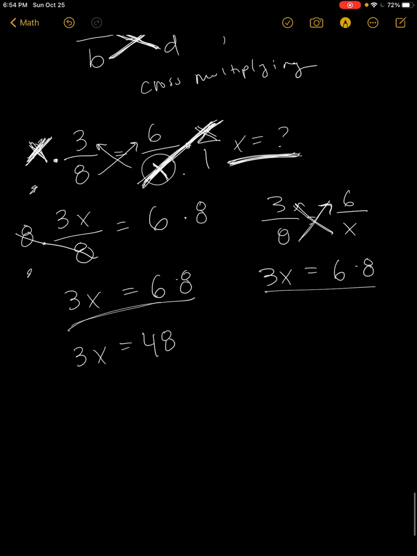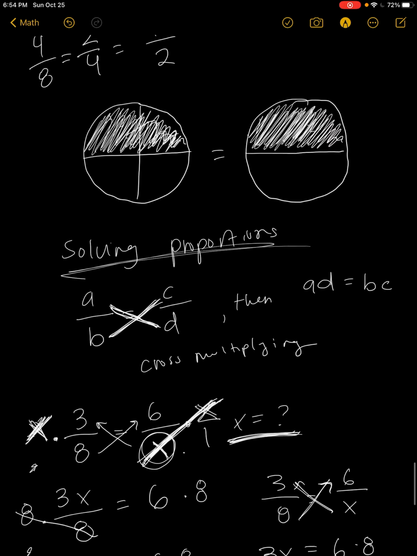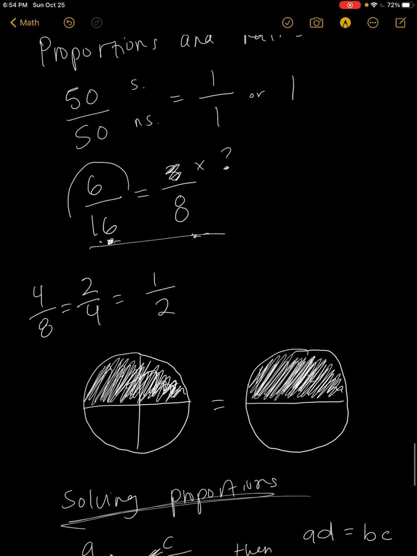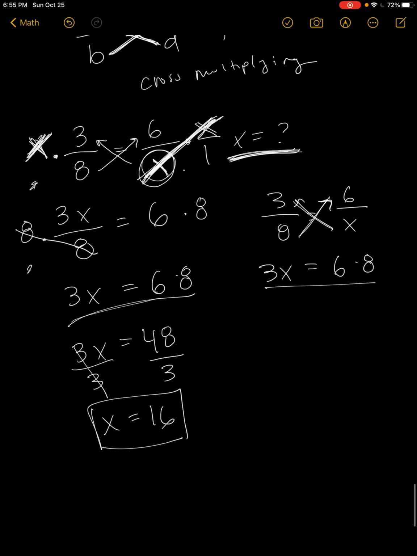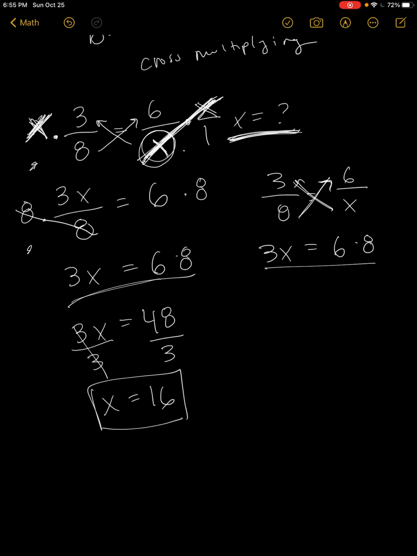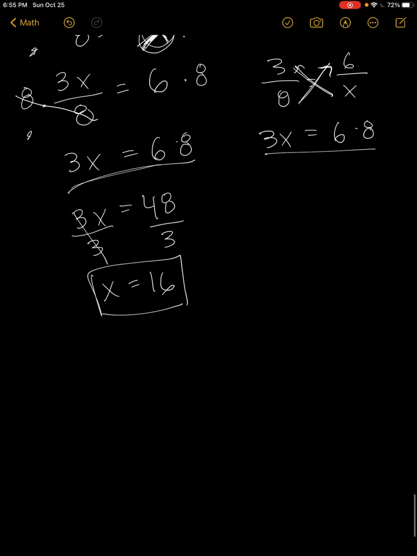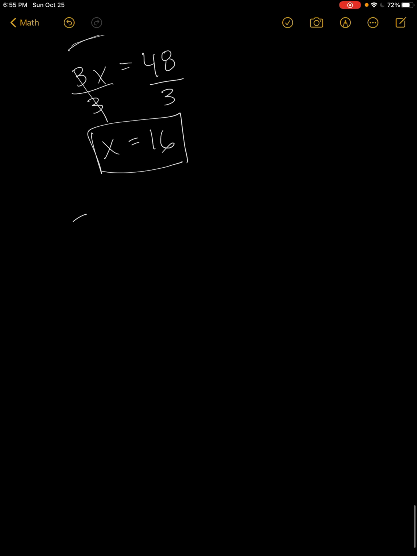Okay, and then I can solve for x. Then I divide both sides by 3. X equals 16. Right, which we knew it should equal 16 because it's that same fraction I used up here. Okay, so I just proved why cross multiplying works.